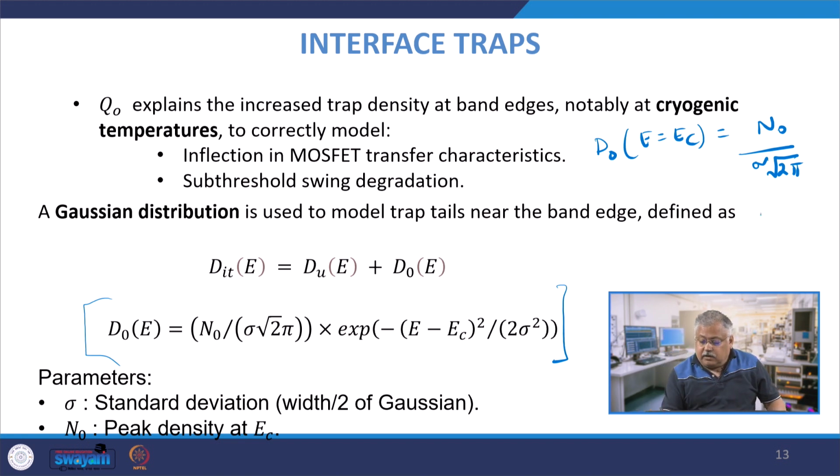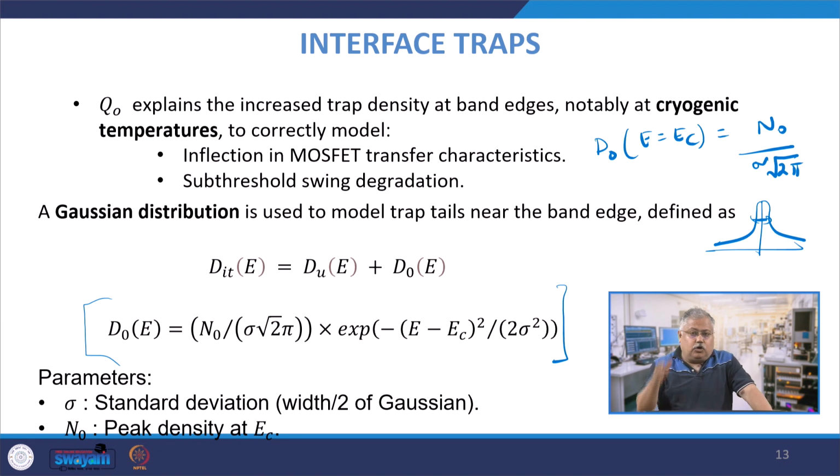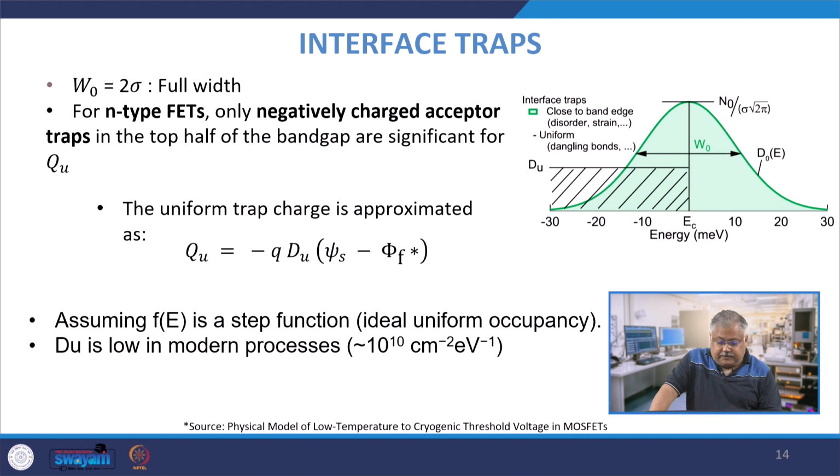Now, if you have a Gaussian like this with a very small FWHM, it means that even for a small change in energy, your interface trap charges fall drastically. So, most of it is located near E_C, the conduction band edge. Okay, so we have discussed these interface trap charges. 2 sigma is defined as my full width for this case, and for a MOSFET only negatively charged acceptor traps in the top of the band gap are significant.